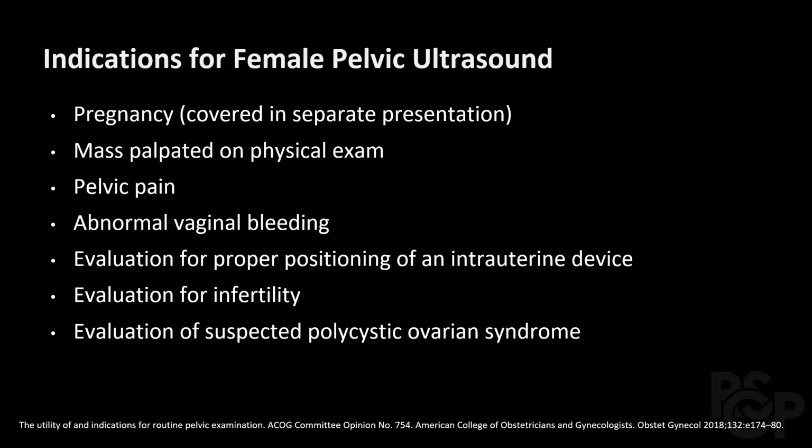Frequently, women will have a mass that is palpated on physical exam. Some things that can cause this palpated mass on physical exam include large ovarian tumors, congenital abnormalities of uterine shape, and uterine fibroids, all of which can be distinguished on ultrasound.